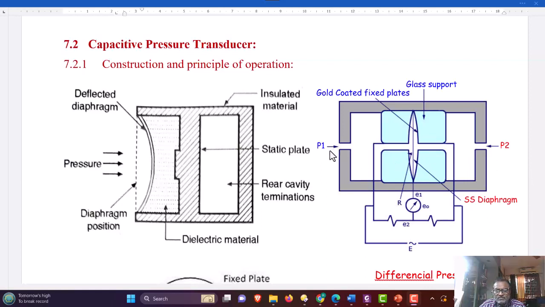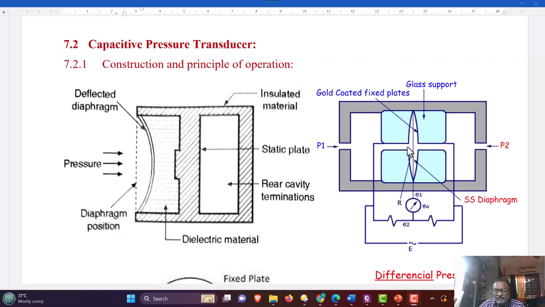The next figure shows a differential capacitor arrangement for measurement of differential pressure. Here the figure shows that P1 is applied from one port and P2 is applied from the other port. The diaphragm is stretched in between the two fixed plates. Whenever there is a difference between P1 and P2, the diaphragm will be deflected either left or right.